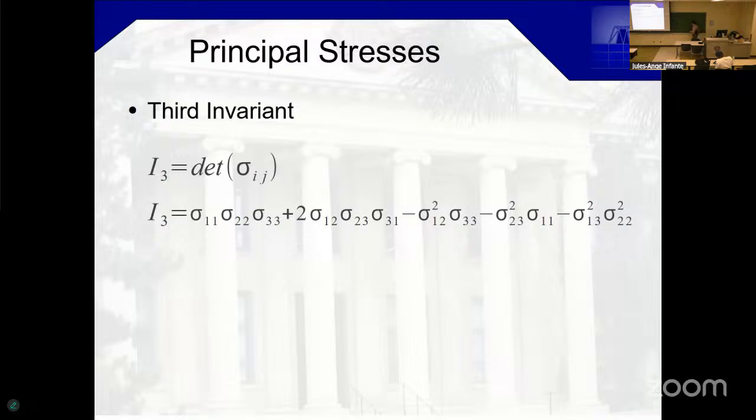Do you remember how to do the determinant? If I want to do the determinant of this, what is it? Sigma 1, 1, times sigma 2, 2. Obviously sigma 1, 2 and sigma 2, 1 are equal to each other, so that is sigma 1, 2 squared.